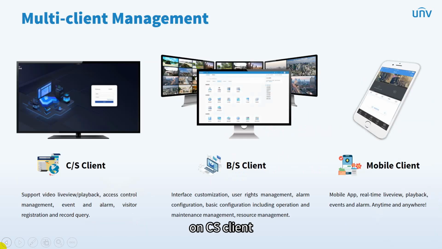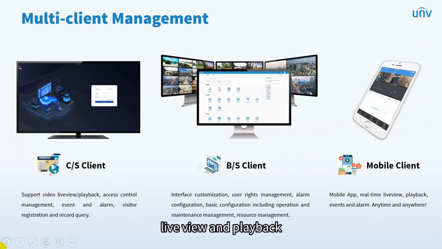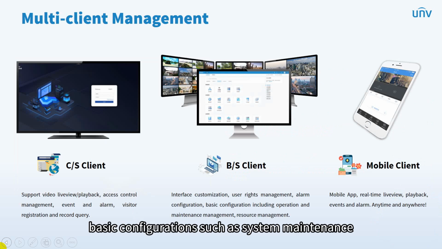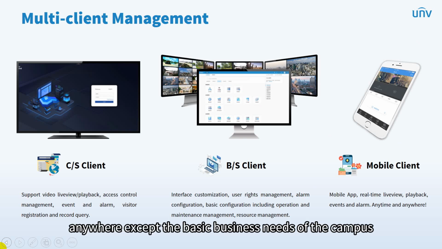On CS Client, the security personnel of an industrial park can watch live view and playback, do access control management, or check event alarm and record. BS Client focuses on basic configurations such as system maintenance, rights management, and alarm setup. Our newly released mobile app, UNV Guard, functions similarly to UNV Link. It allows you to watch live view and playback, as well as check events and alarms anytime, anywhere.